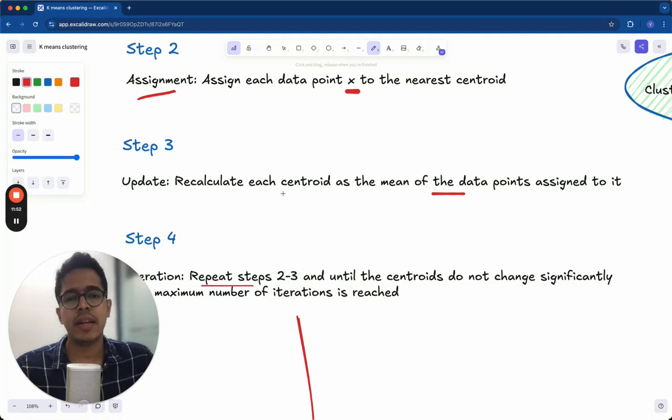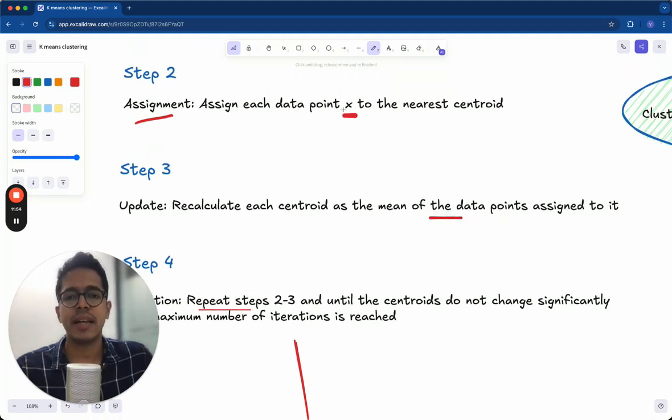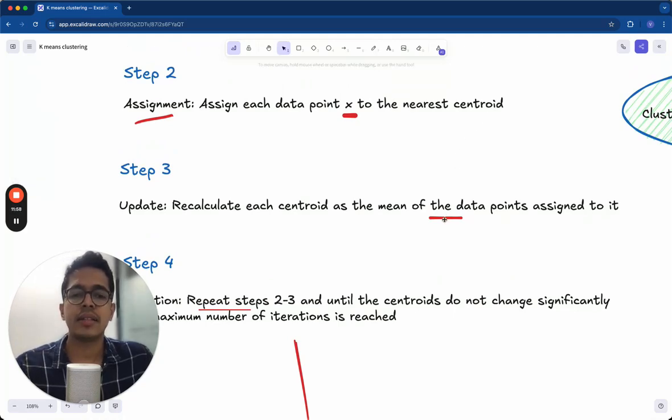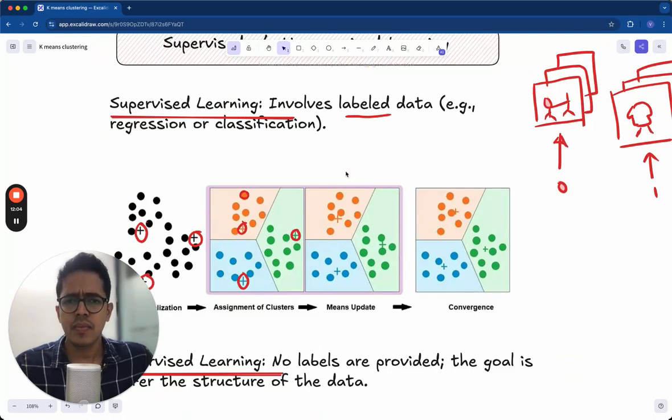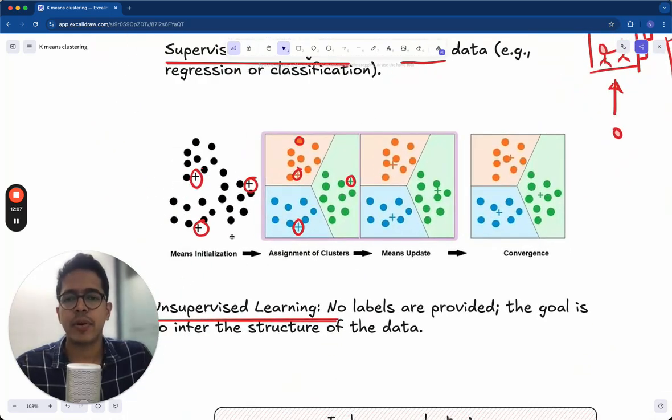Third is recalculating each centroid, because once you assign every data point to the nearest centroid, you have to recalculate the centroid, because now you have a new set of data points belonging to each cluster. In the beginning, you had all data points, but you did not know which cluster each of them belonged to. Then you start with 3 random centroids. Then you will be able to assign which points are closest to this, which are closest to this, and which are closest to this. And based on that, you can define a new cluster.